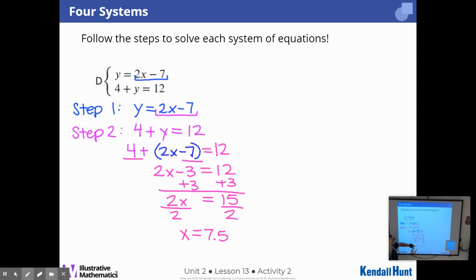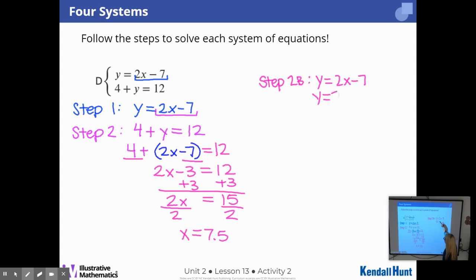Okay, so I have an x now, but I still have to find y. So I'm going to take that and plug it back in to the other equation. So we kind of have 2 steps here. We have to repeat that step 2. So step 2B. We just plugged it into 4 plus y equals 12. So we have to plug it into the other equation, y equals 2x minus 7.